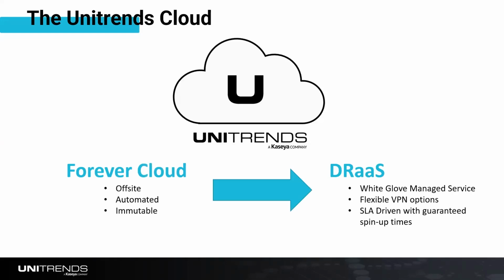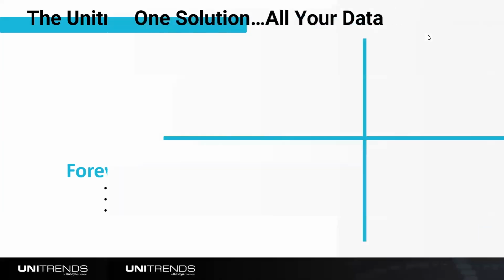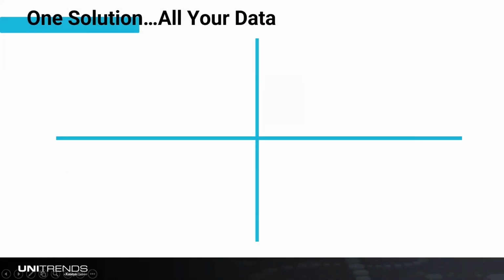This white-glove managed service allows you to spin up VMs inside of the Unitrends cloud. With flexible VPN options, your users and your sites can connect and utilize those systems. This is an SLA-based service where we've got guaranteed spin-up times. Your data lives in more places than just your on-prem.